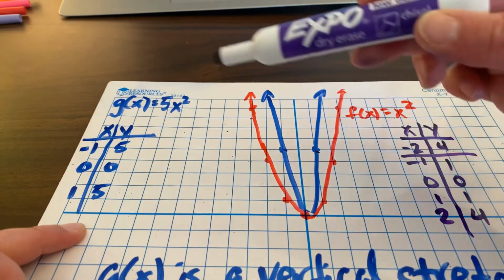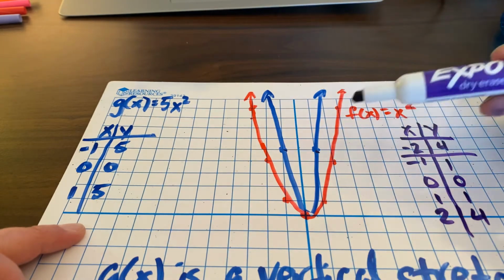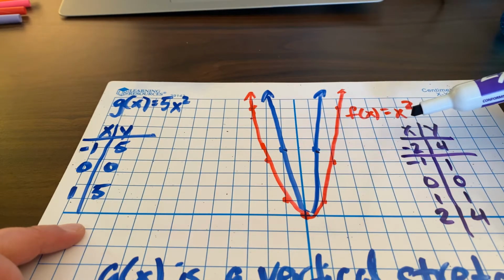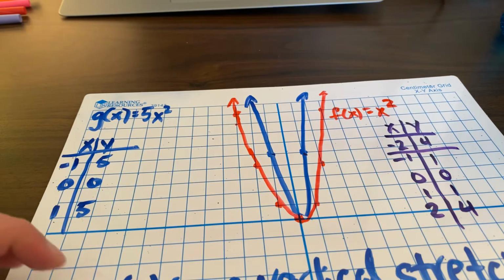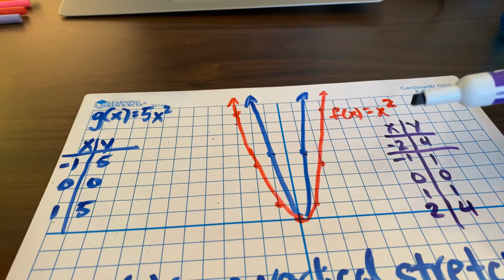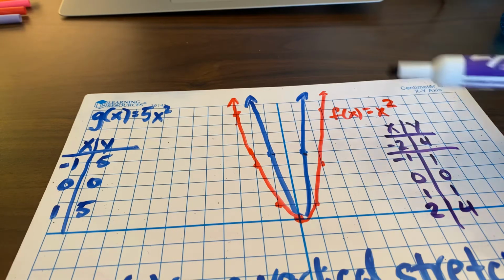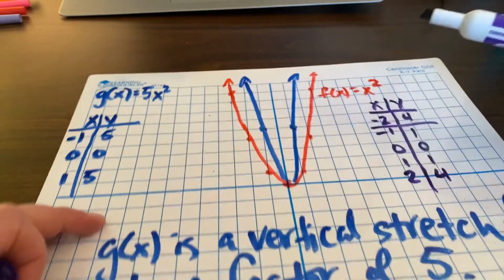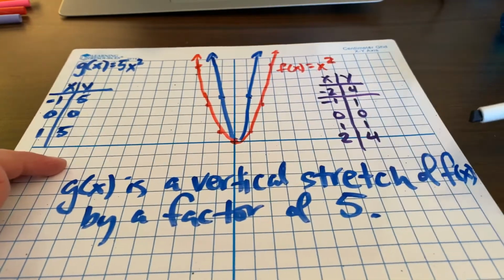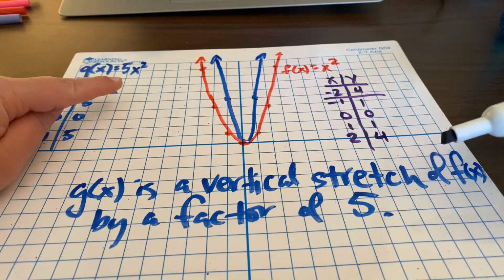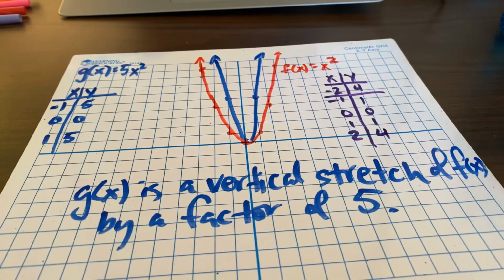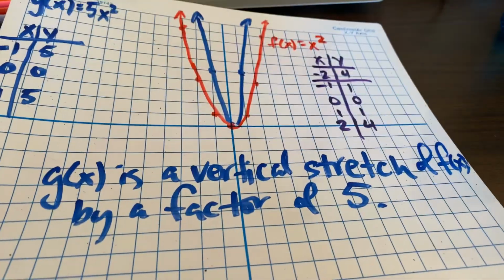So how does the 5x squared compare to the graph of x squared? Notice it's skinnier, right? But in math terms, we don't say, oh, it's just skinnier, right? We would say that it's either a vertical stretch or a horizontal shrink. This is a vertical stretch, right? So g of x is a vertical stretch of f of x by a factor of 5 because of the 5 right there. All right. Let's try another one.